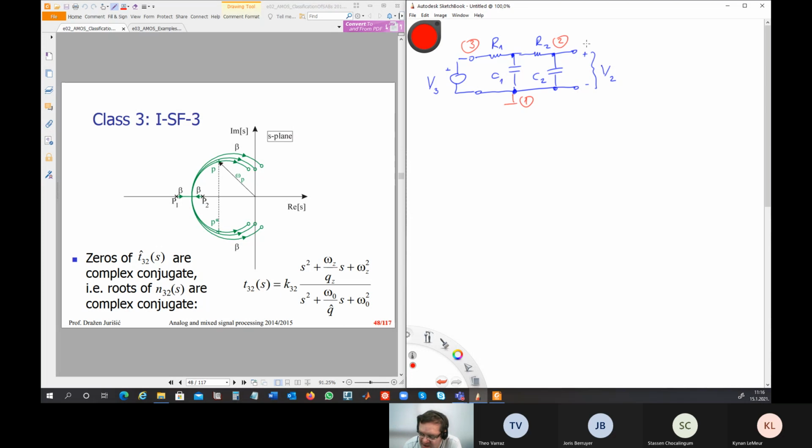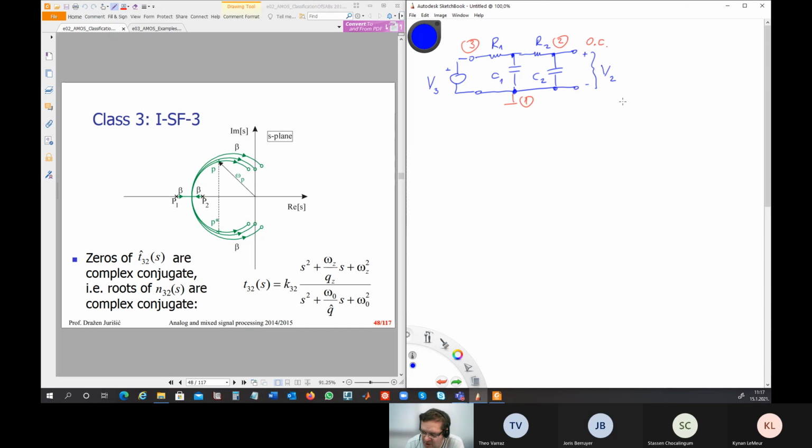Of course, here is an open circuit. That means no current flows here, I2 is equal to 0. So this is a network without load, and at the input, as I told, is an ideal voltage source. Okay, how can we find the transfer function of this network?